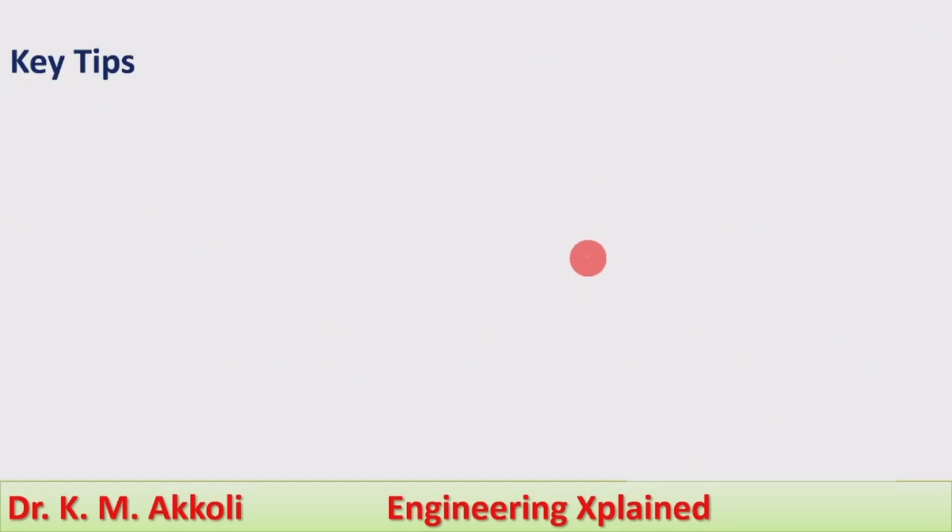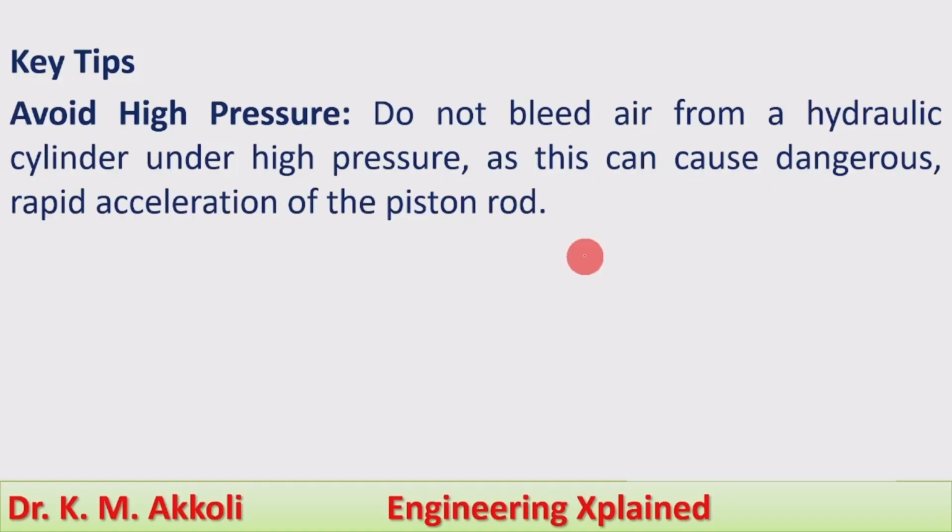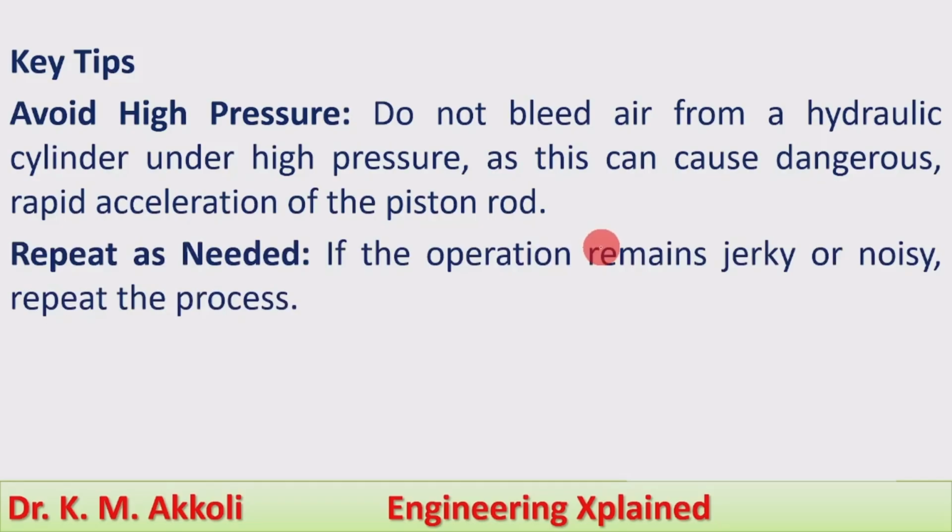Then the key tips for removing the air and avoiding air entering the hydraulic cylinder are: first, avoid high pressure. Do not bleed air from a hydraulic cylinder under high pressure, as this can cause dangerous rapid acceleration of the piston rod. Here, the higher pressure we should not use during the bleeding. We have to use only lower pressure, otherwise it will cause some dangerous actions.